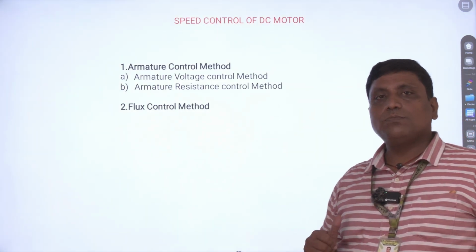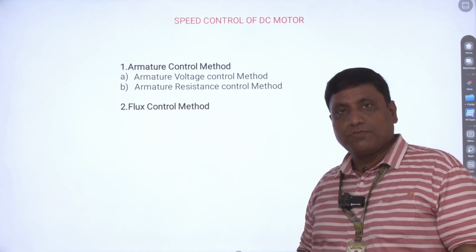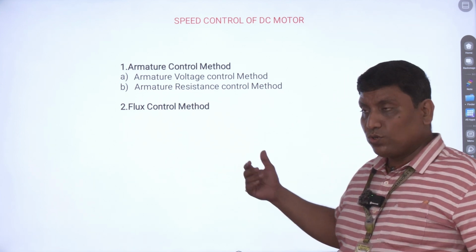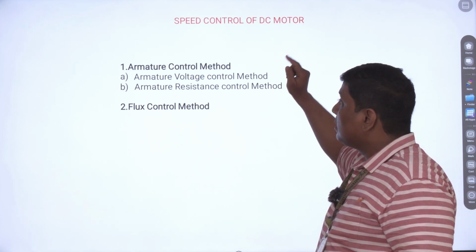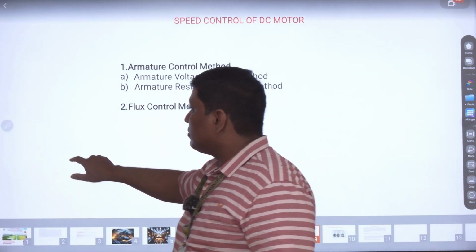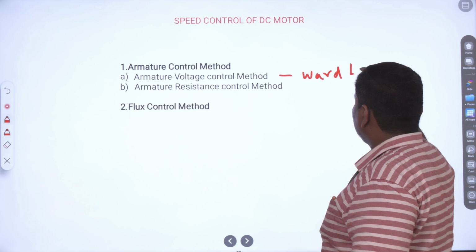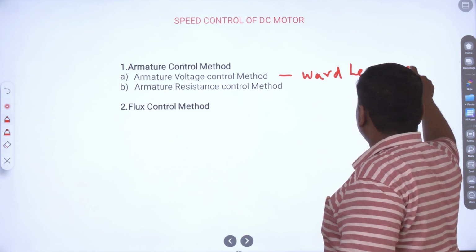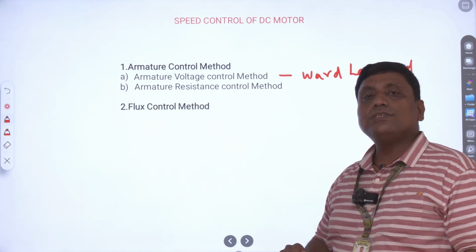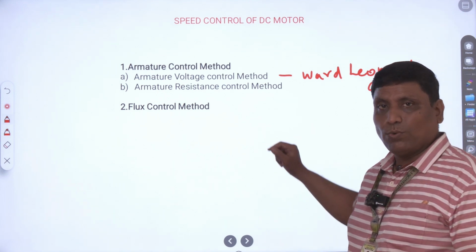First, let us discuss speed control of the DC shunt motor. Two methods are available: the armature control method and the flux control method. In the armature control method, again two methods are available. One is the armature voltage control method, otherwise called the Ward-Leonard control method. The next one is the armature resistance control method. And another one is the flux control method. Now I will explain one by one.